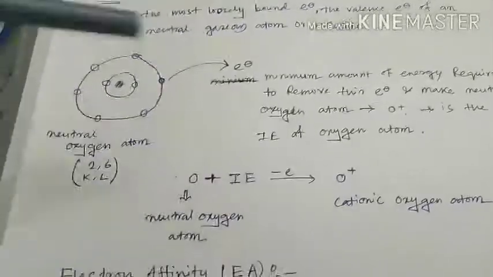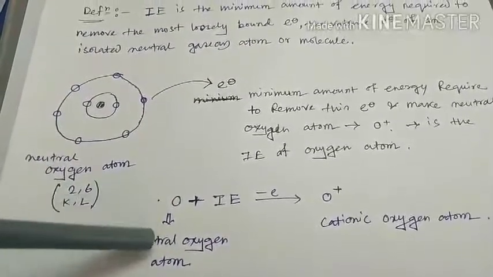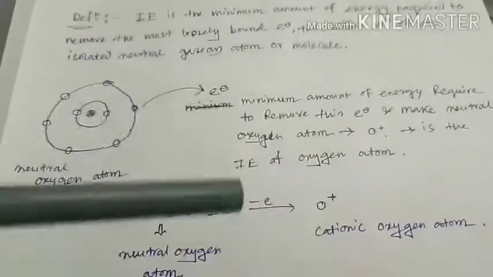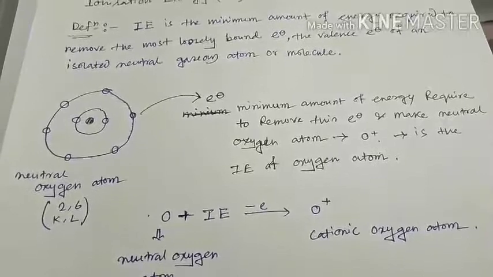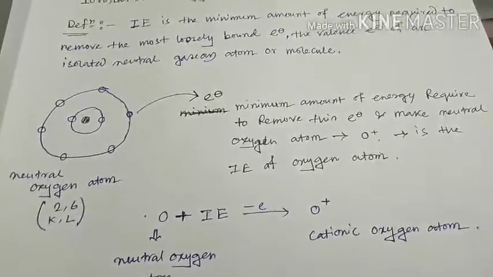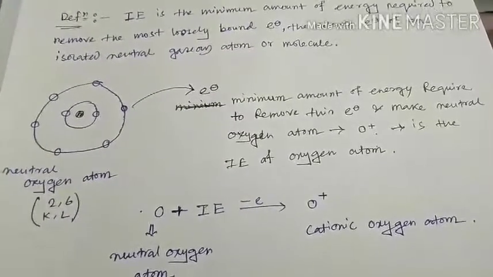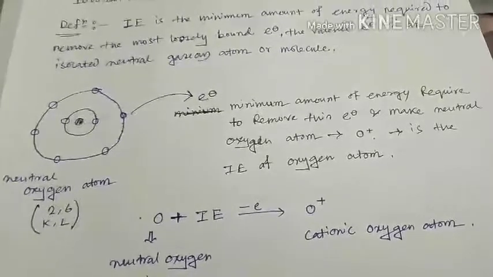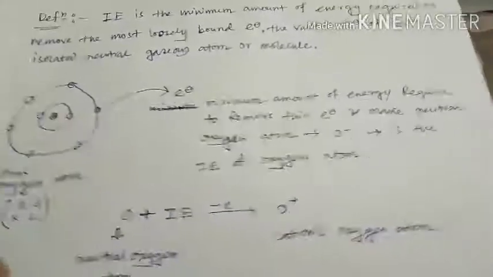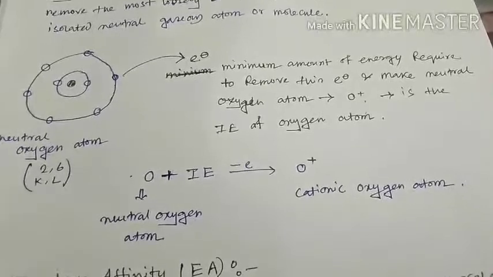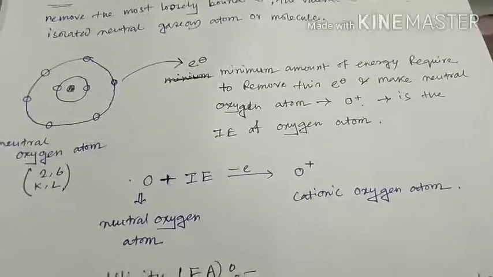Okay, so this neutral oxygen atom plus ionization energy gives O plus plus an electron. This is cationic oxygen. So by giving ionization energy to an element, that makes that element positive, that is, cationic. So by ionization energy, we mean that by this energy we can change a neutral atom to a cationic species.